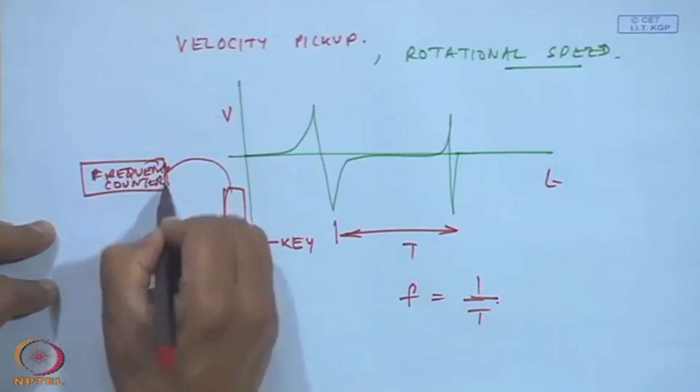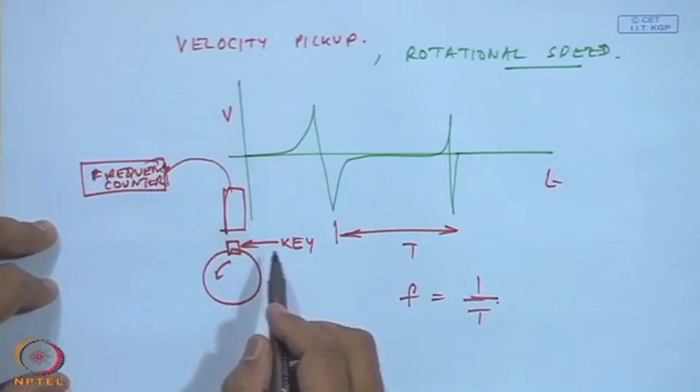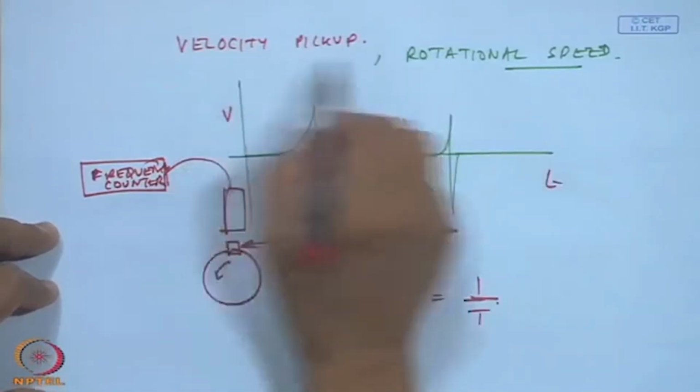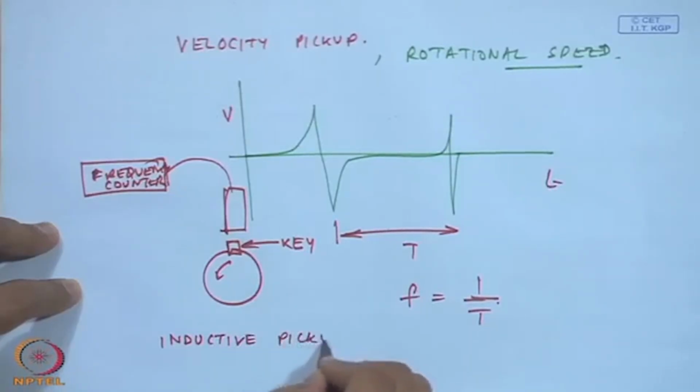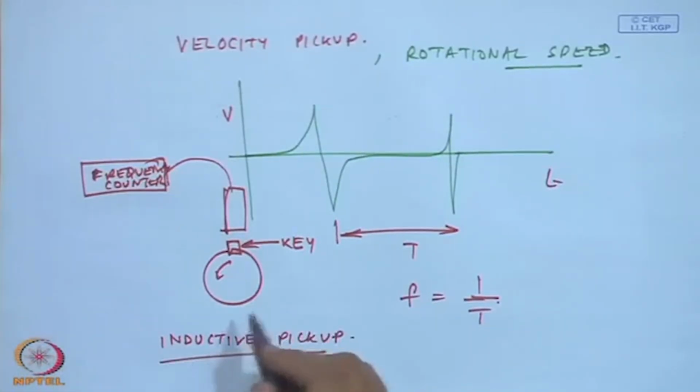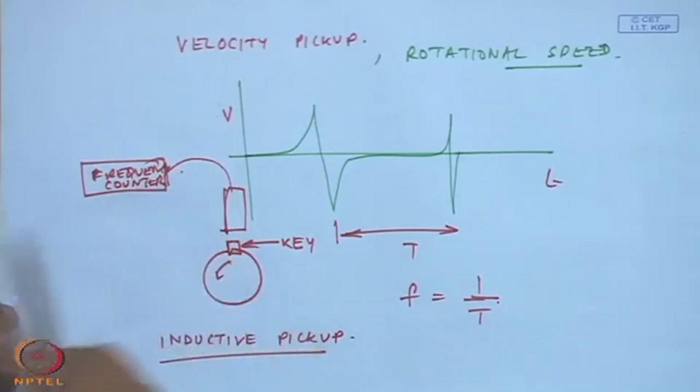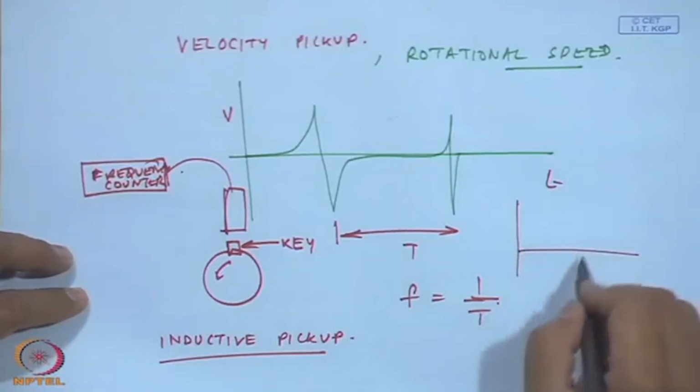And in industry, all such rotational speed measurements are done through an inductive pickup. And then you can transmit this signal over many meters or kilometers for that matter. And in real time, you will always have this RPM trace.